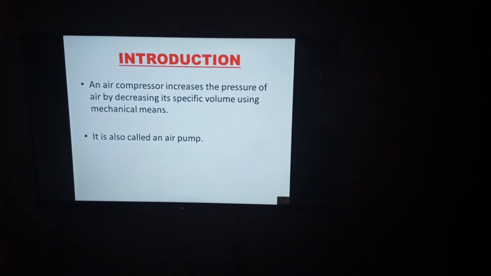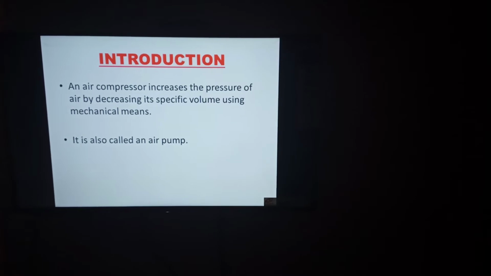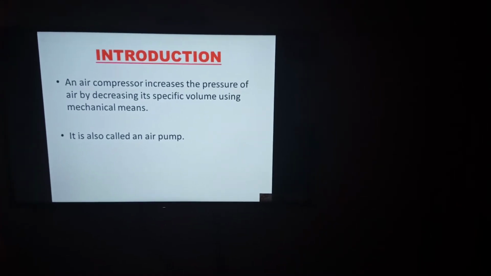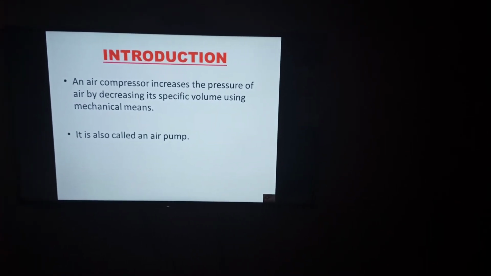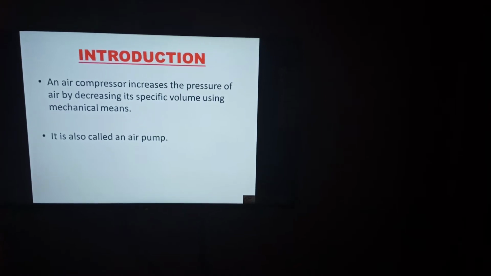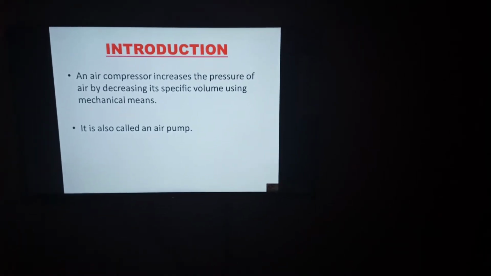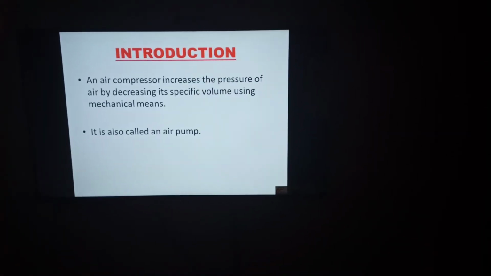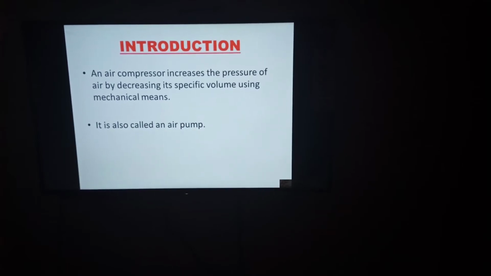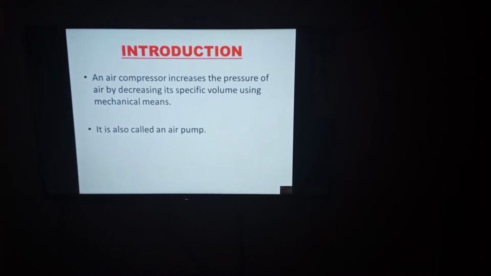Now, an air compressor is a mechanical device which is used to increase the pressure of atmospheric air. Normally, an air compressor sucks atmospheric air from the atmosphere during the suction stroke, and during the compression stroke it is compressed to a very high temperature and pressure. So two strokes are performed in a reciprocating air compressor: suction stroke and compression stroke.